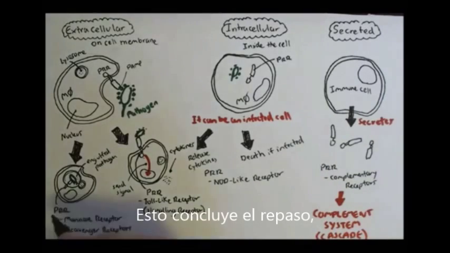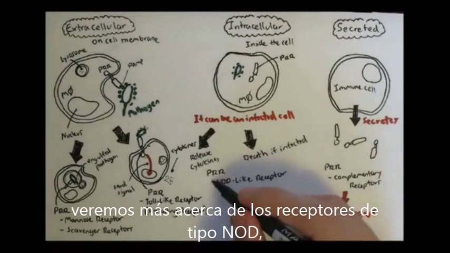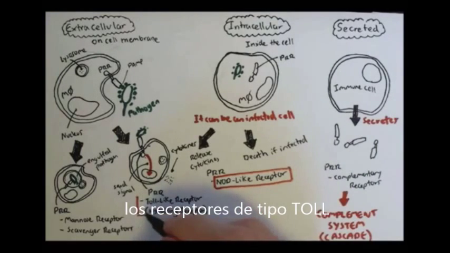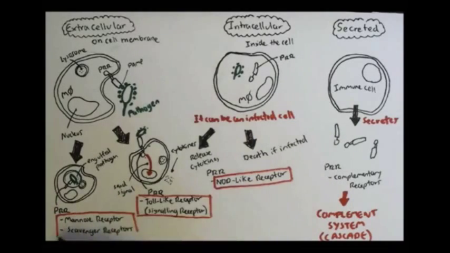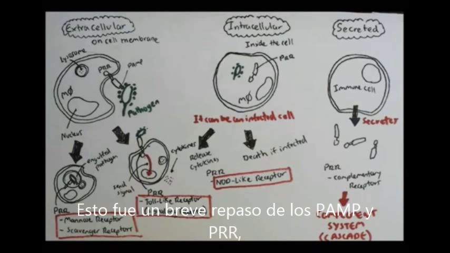So this concludes the overview. We will look more into the NOD-like receptors, the Toll-like receptors, and also the scavenger and the mannose receptors. So this just briefly looked at an overview of PAMP, pathogen-associated molecular pattern, and PRR, the pathogen recognition receptors.